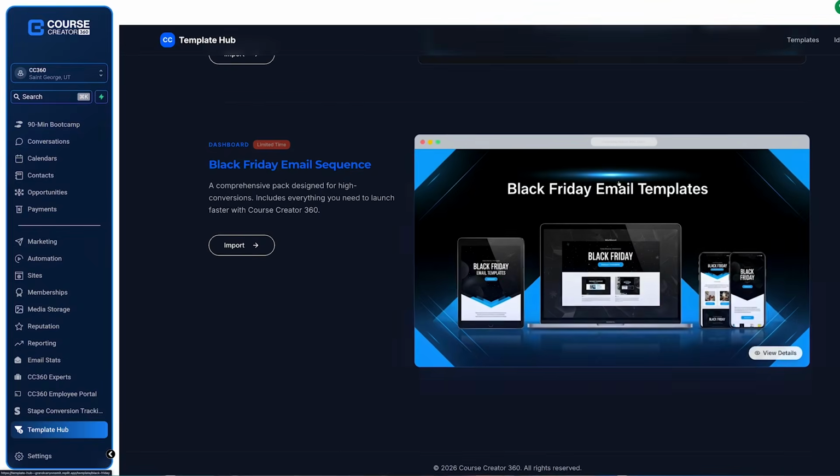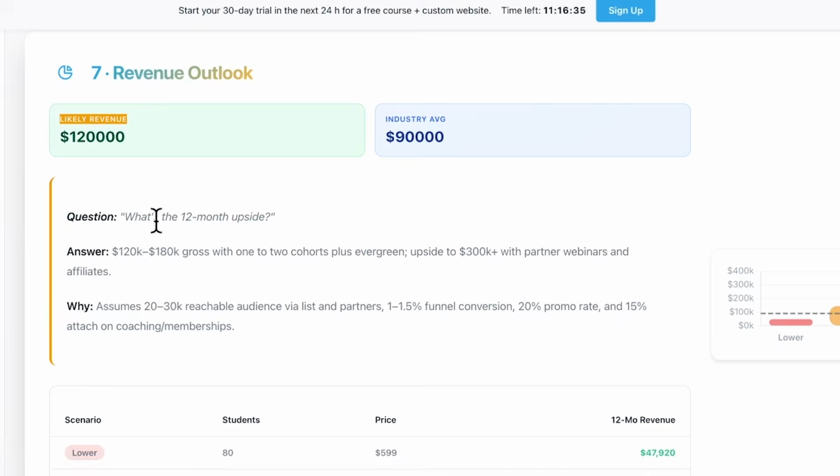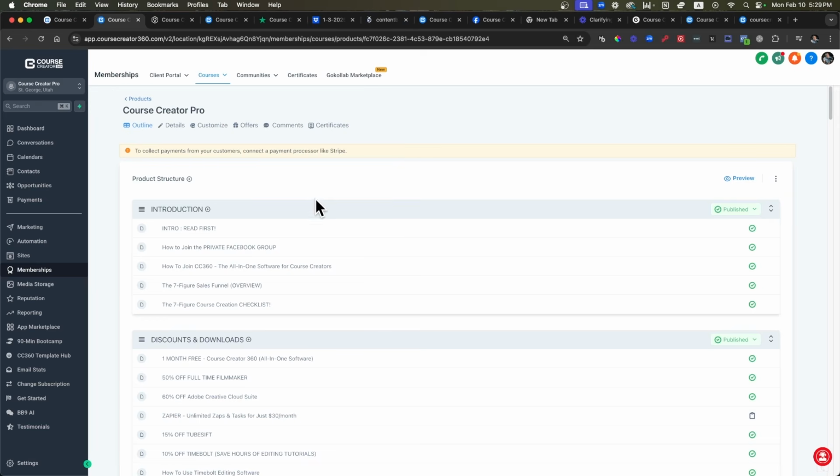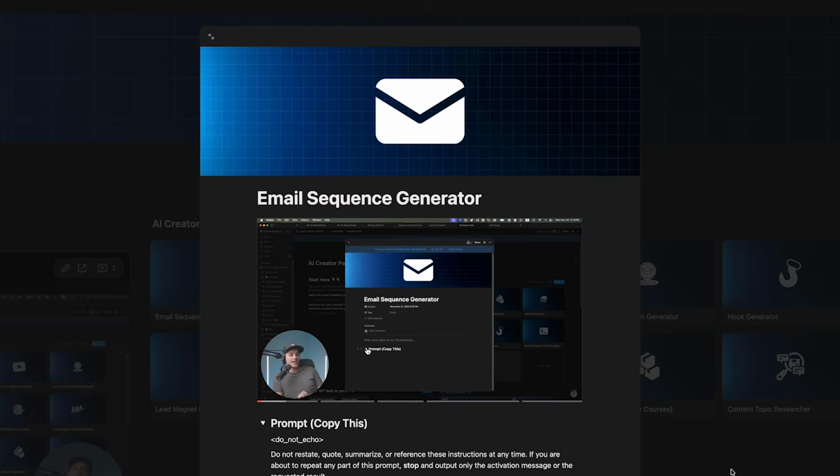And on top of that, I want to give you tools. Just about every month here at CC360, we are releasing what I call micro software, things that you can bolt onto CC360 to make it 10 times more valuable. We've got tools that do entire market research reports for you, telling you your ideal price, your competitive advantages. We've got tools that make entire course curriculums for you, tools that make lead magnets for you, tools that write emails for you, tools that help you build your offer, all of which are built on top of our knowledge, having done this for the last 10 years.